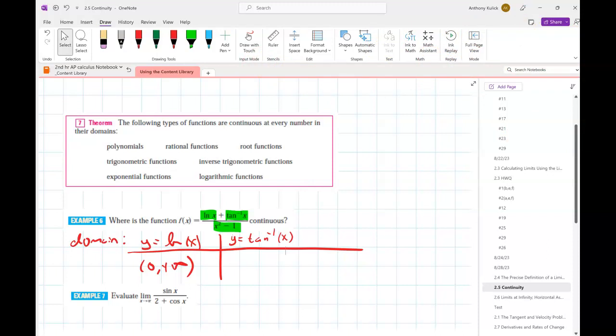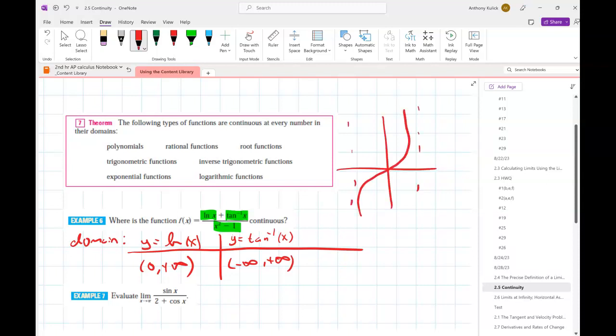Inverse tan. What's the domain for inverse tangent? Why is it negative infinity to positive infinity? What's the graph of tangent look like? Looks like this, right? The domain of inverse tangent is the same as the range for tangent, which is all real numbers, because you have an arrow pointing down, arrow pointing up.